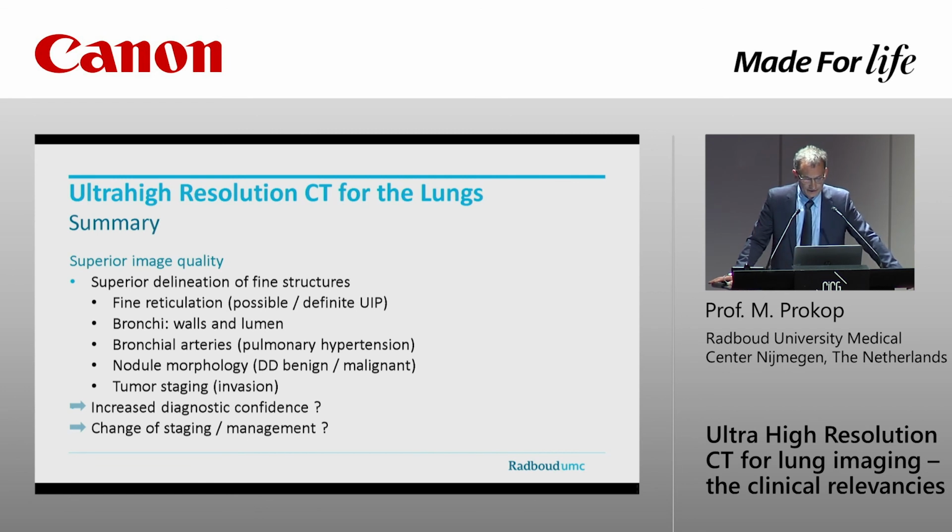And we expect that, especially in areas of fine reticulation, where we have to distinguish between possible and definite UIP, it will be helpful. The same for assessment of the bronchial arteries, or for further assessment of nodule morphology, not so much by humans, but ultimately by artificial intelligence programs, where resolution will really help us identify morphologic features to a much more precise extent. And then tumor staging with the question of invasion, where I haven't shown you very much. We do not really know how much the diagnostic confidence will increase and whether there's a change of staging or management. These are questions that we have to look at in the future.